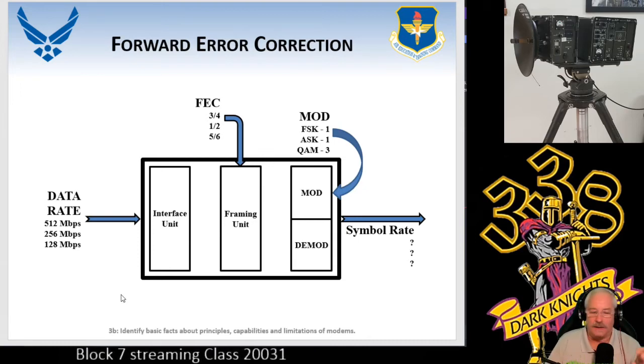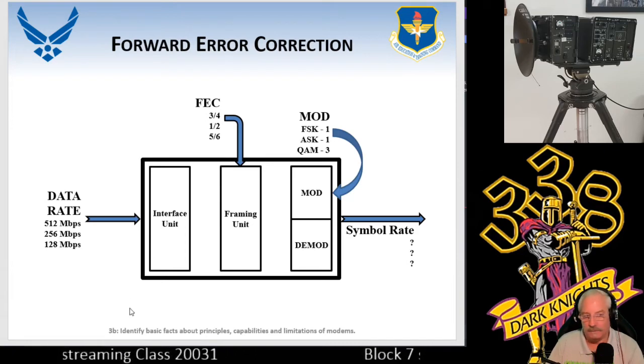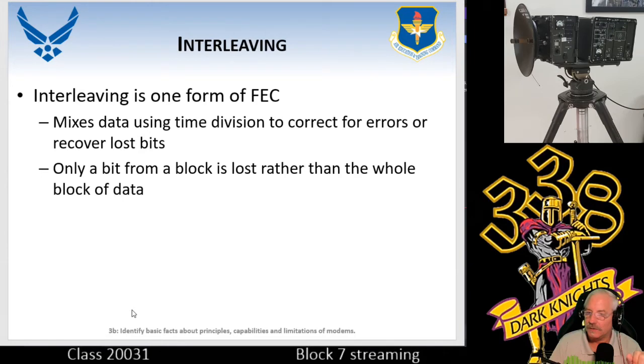It's going to get crazy. But the idea here is to figure out how we get symbol rate or baud rate. You need data rate, forward error correction, and modulation type. Those are the 3 ingredients.